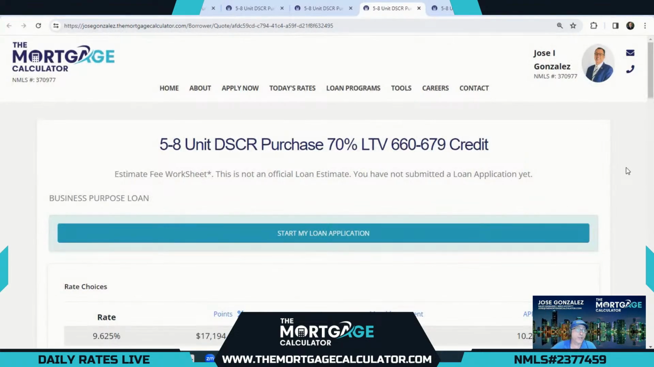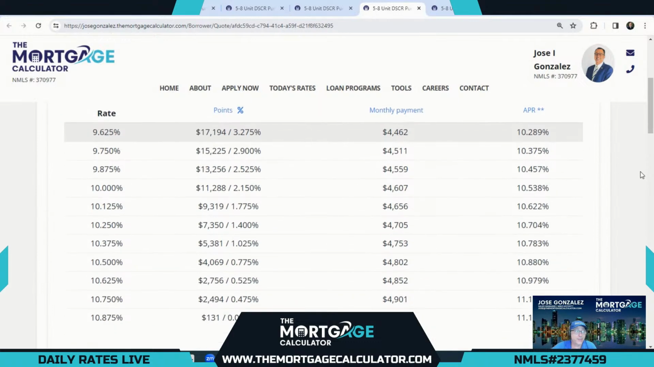So now we take it down to the minimum credit score for this option, which is a 660 to a 679. Luckily, we still get 70% LTV for this option, 70% LTV at a 660 to a 679 credit score. Still get pretty good rates.